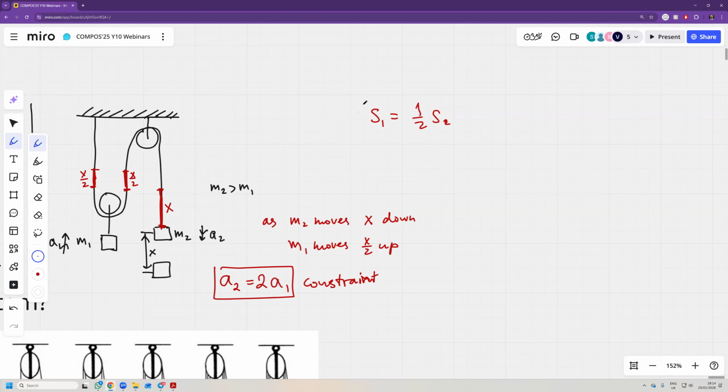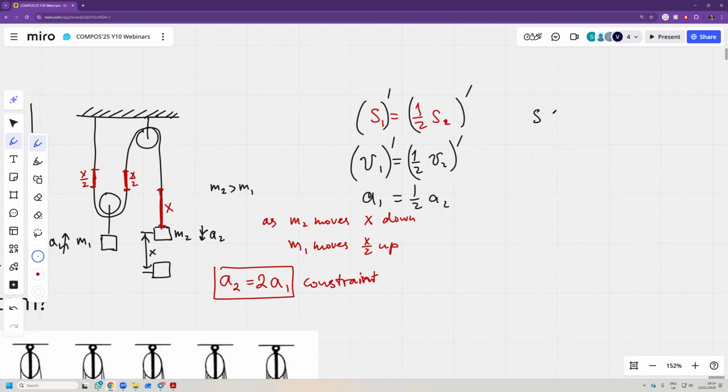And if you differentiate that, you get V1 equal to a half of V2. And if you differentiate that again, you get acceleration 1 is half of acceleration 2. We know the velocity is the derivative of displacement, and acceleration is the derivative of velocity. So S1 equals 1/2 S2, V1 equals 1/2 V2, and A1 equals 1/2 A2.